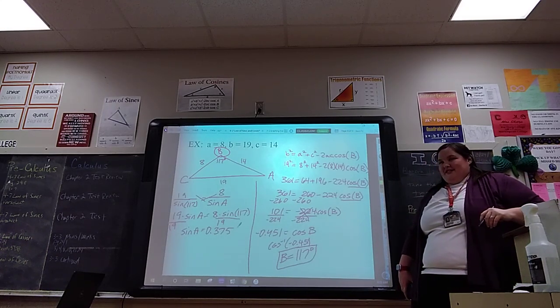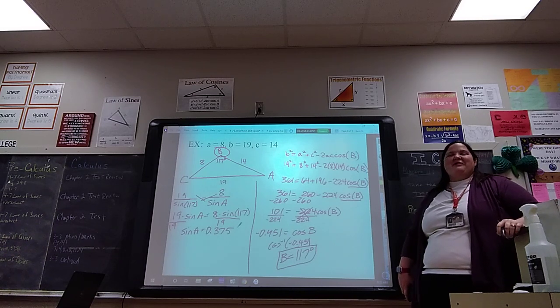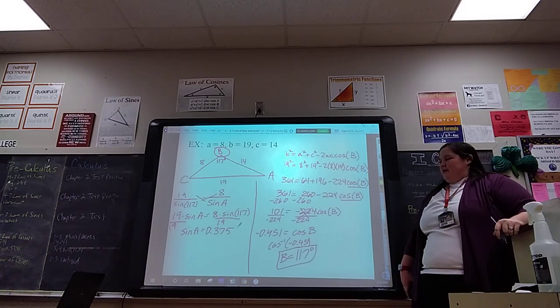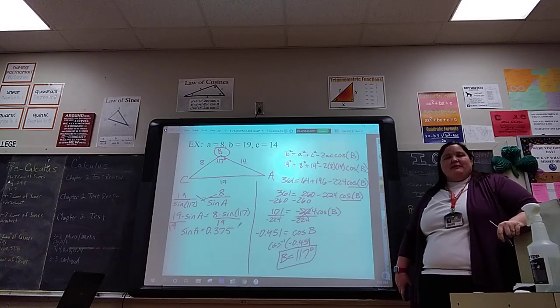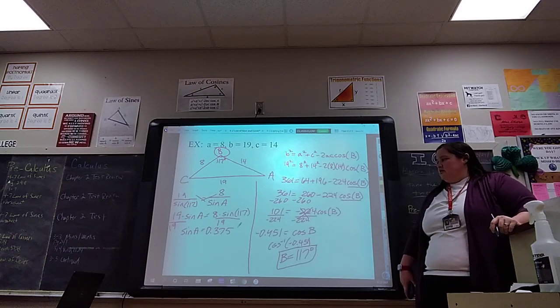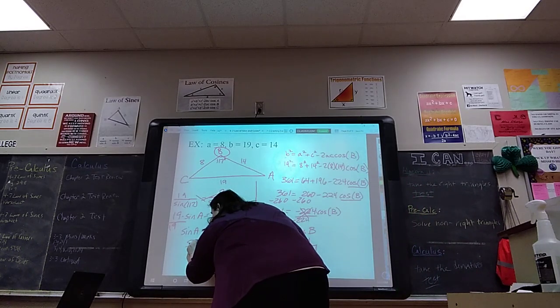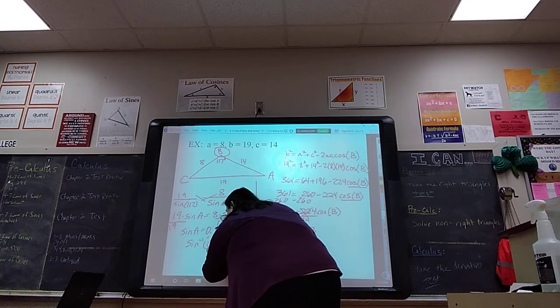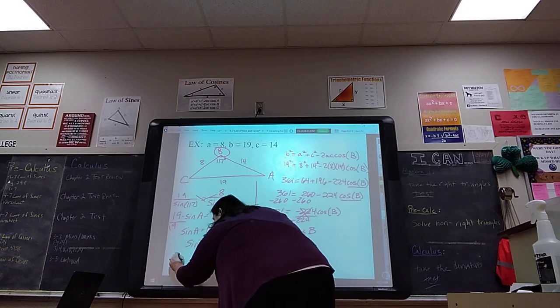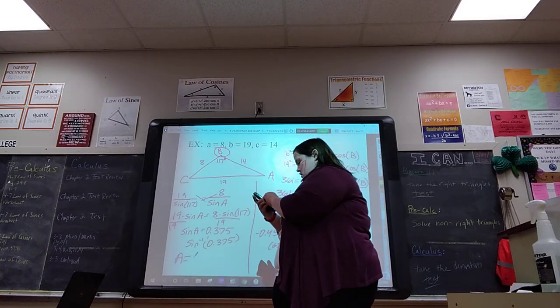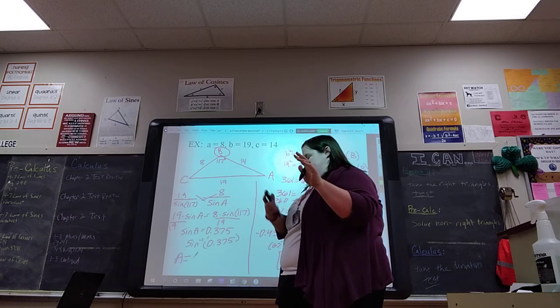Inverse cos to solve the sine problem? Yep. So that's why you have to make sure you remember, am I using law of sines or cosines? Since I'm using law of sines, what inverse am I going to use to convert this into an angle? Sine inverse. Yep. So you do sine inverse of 0.375, and that'll give me angle A. So I got 22.